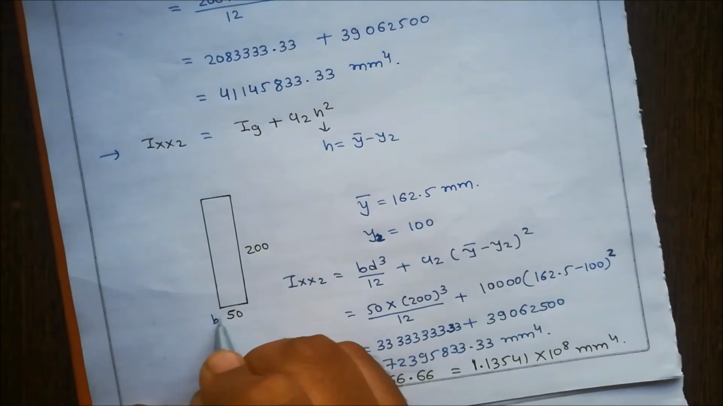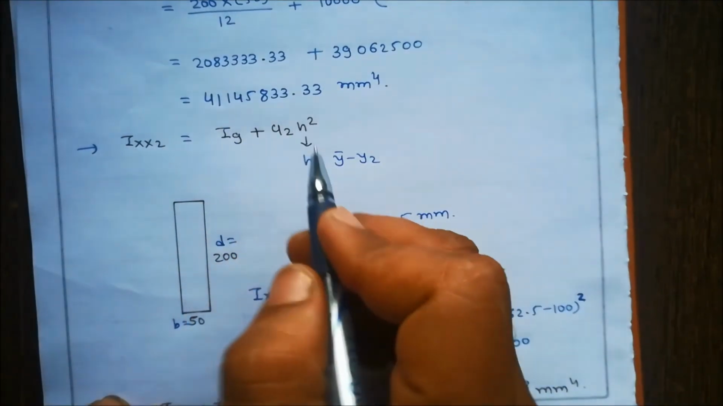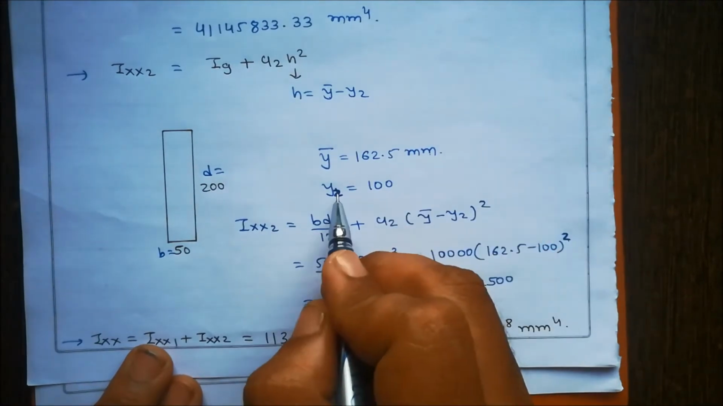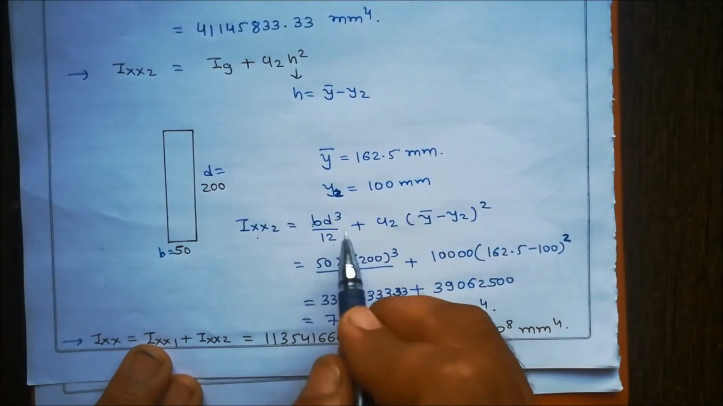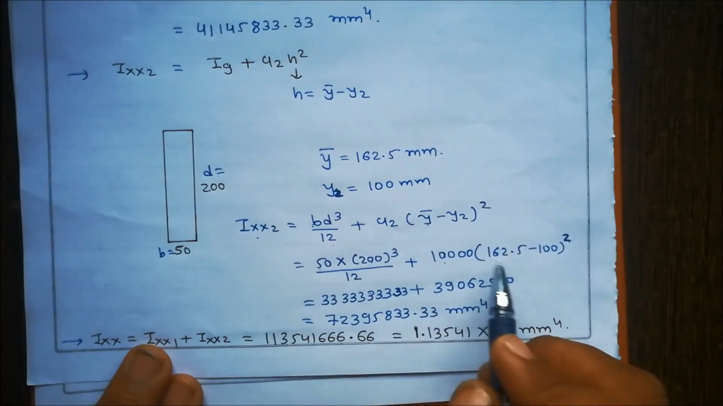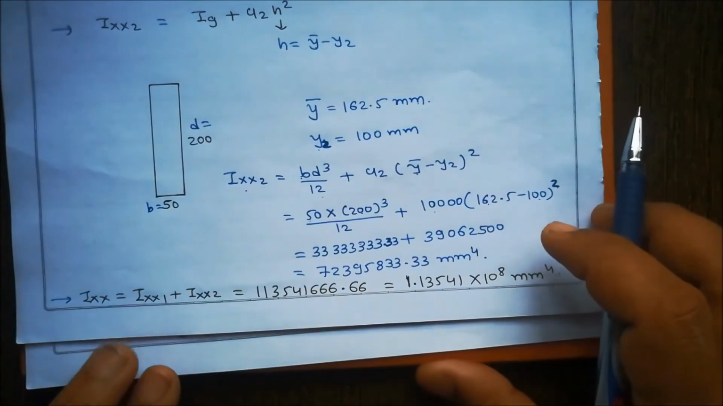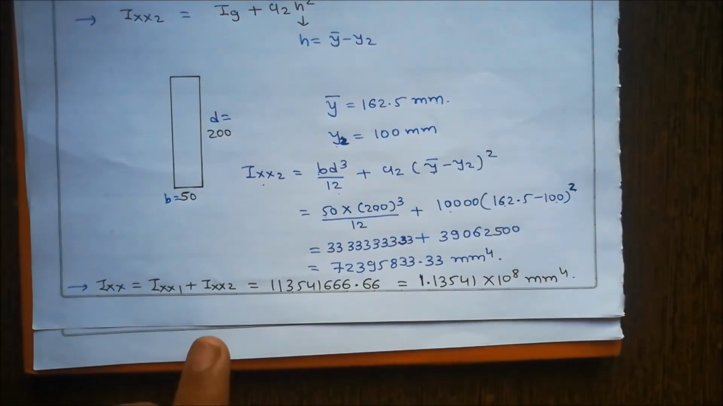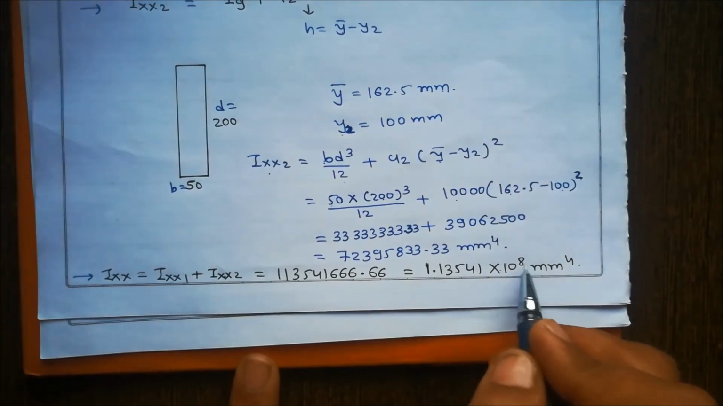Similarly, we find moment of inertia for the second part. Second part dimensions are B equal to 50 mm and D equal to 200 mm. So use the equation Ixx2 is equal to IG plus A2 h square. In place of h, we write y bar minus y2. We already find y bar that is 162.5 mm and y2 that is 100 mm. So put the value in the above equation: 50 multiplied by 200 cube divided by 12, plus area of second part, that is 10,000, times (162.5 minus 100) whole square. So we get Ixx2 is equal to 72395833.33 mm^4. So moment of inertia about the xx axis, Ixx, is equal to Ixx1 plus Ixx2. So we get 1.135 multiplied by 10^8 mm^4.